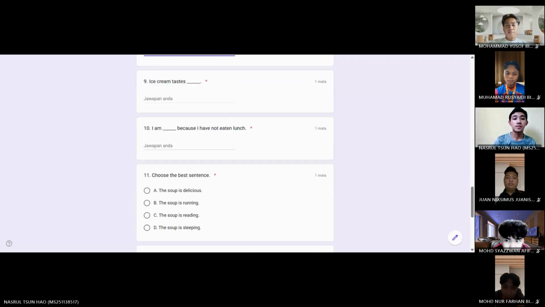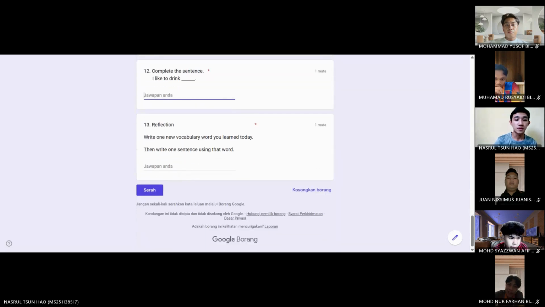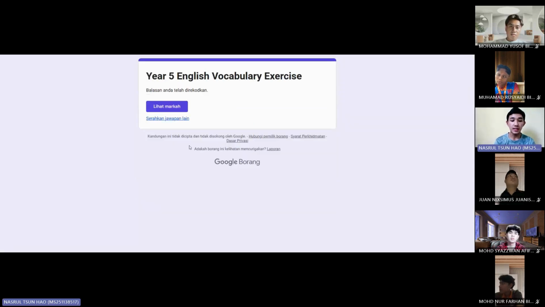So here's the way to answer it. I have also enabled the auto marking. So after students submit their answer, they immediately know which answers are correct and which one needs improvement.